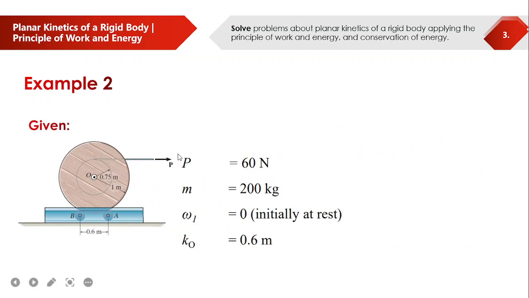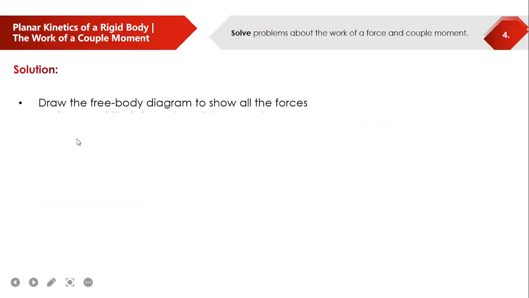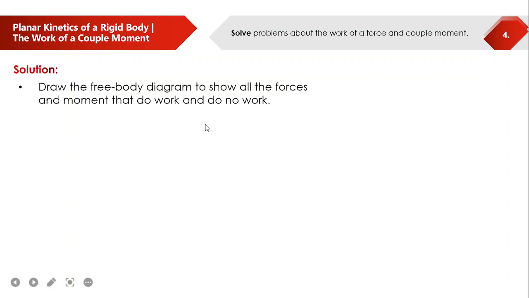So, let's go. Let's solve this one. So, we have your given and the required is the angular velocity of the reel after it made two revolutions. That will be your omega sub 2. Okay? So that will be the figure. We have your radius of the reel of wire, the point O, and the radius of the whole reel of wire. Okay. So that will be also the distance between the two rollers. We have your 0.6 meters for the radius of gyration. So P is equal to 60 newton. You have your mass 200 kilograms and angular velocity initially is 0 because it is at rest. Okay, so free body diagram. So show all the forces and moment that do work and do no work.